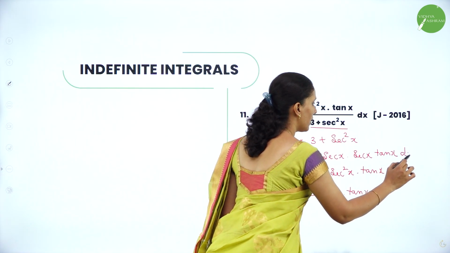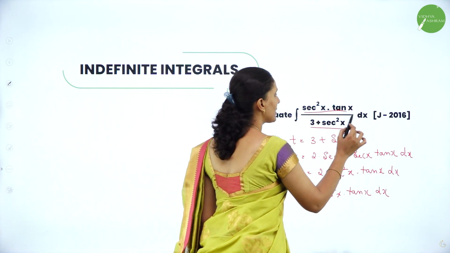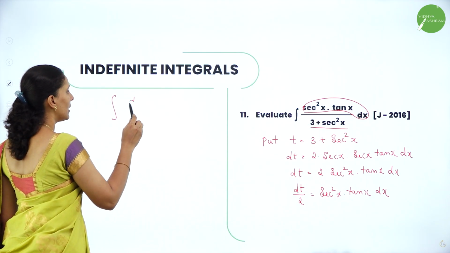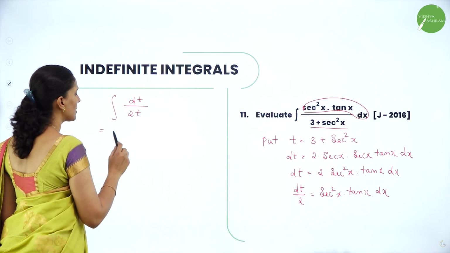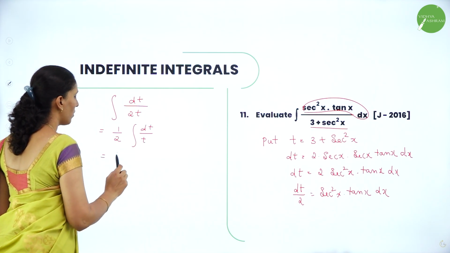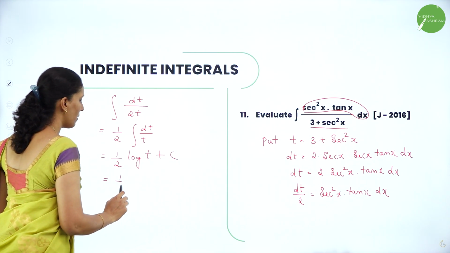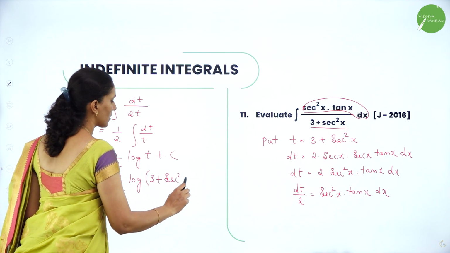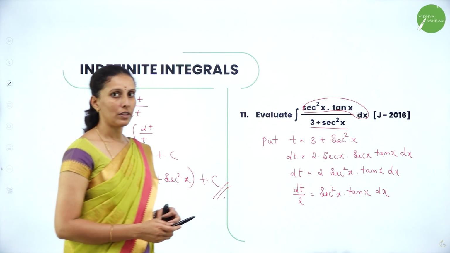Since we are differentiating with respect to x, we'll write dx here. So secant square x tan x dx can be written as dt by 2. Therefore this becomes dt divided by 2t. Now this can be written as 1 by 2 integral of dt by t, or 1 by 2 log t plus c, or 1 by 2 log of 3 plus secant square x plus c. So this is the indefinite integral value of the given function.